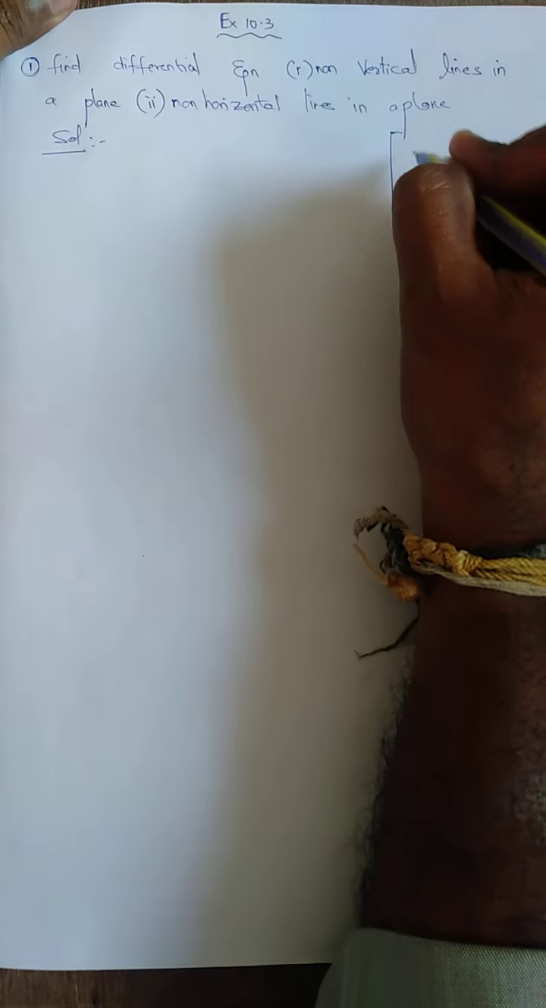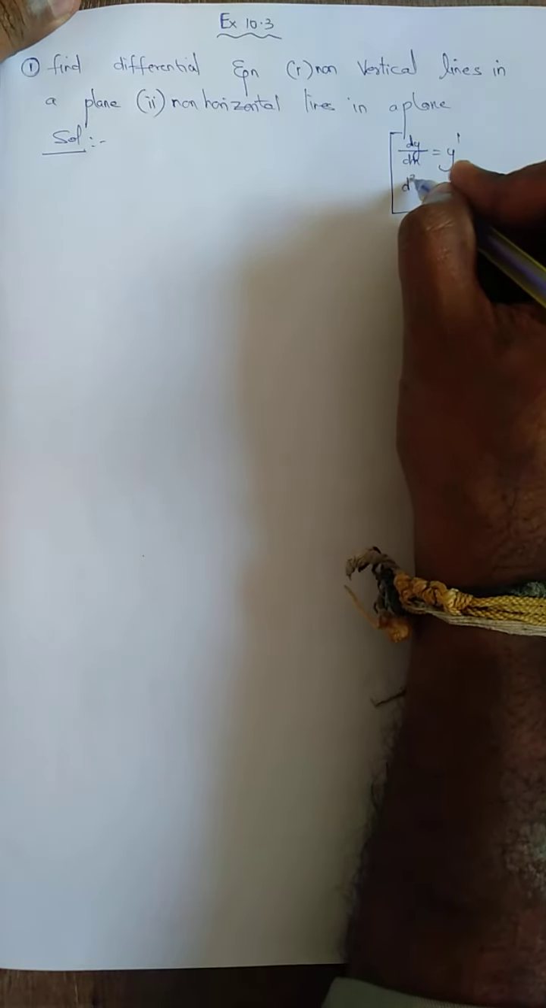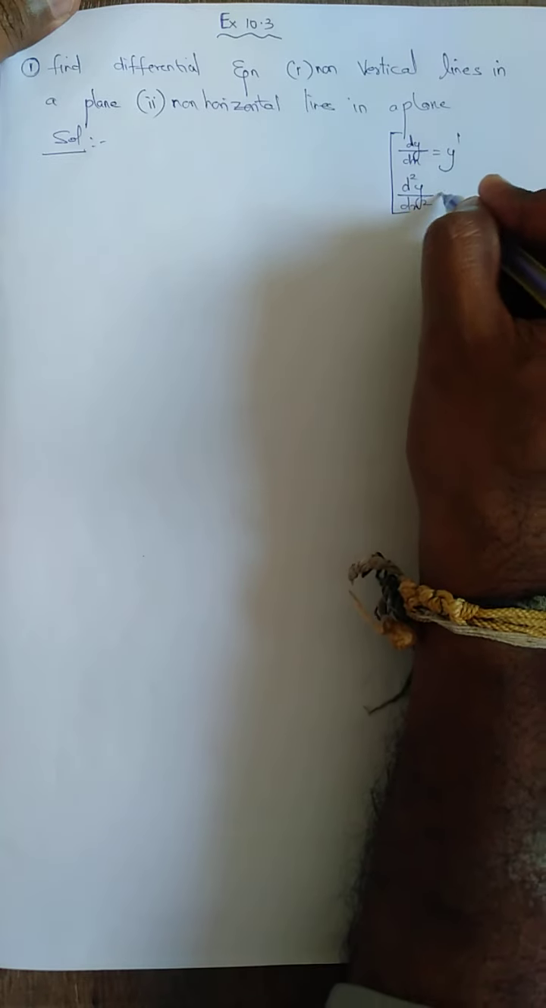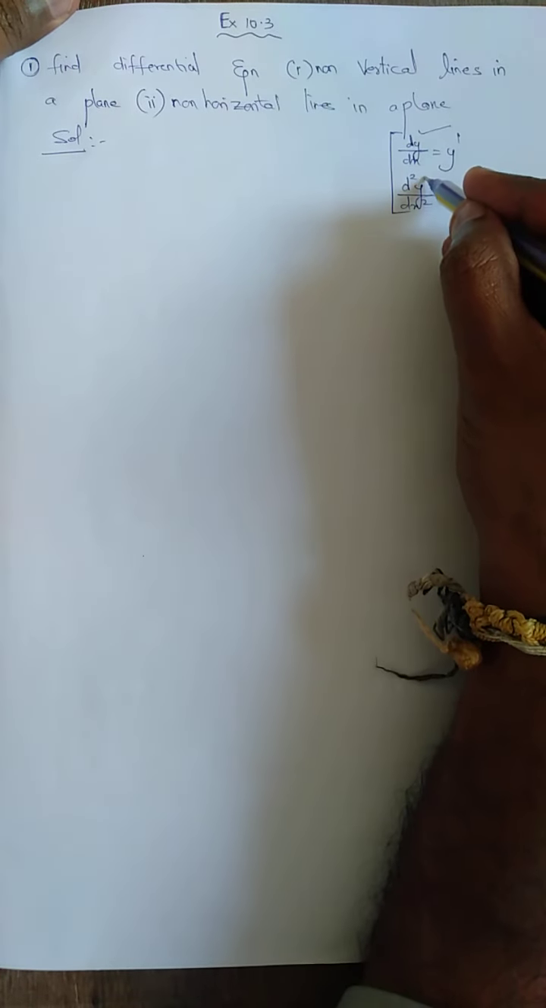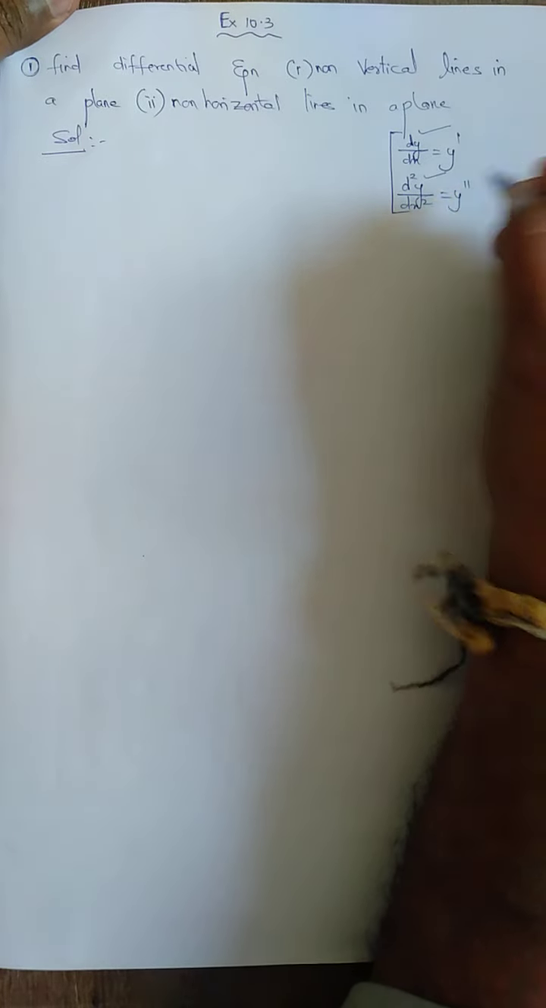Exercise 10.3, we need to find the differential equation. The differential equation is a simple exercise, but we need to know the concept of the differential equation. If we write dy by dx, we can write it as y dash. d square y by dx square is differentiating twice, and it is nothing but y double dash.